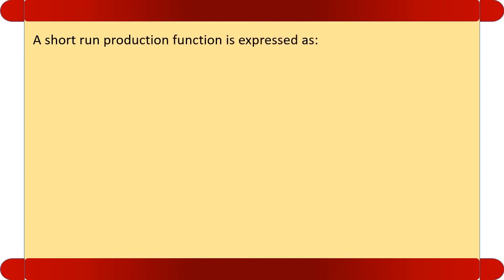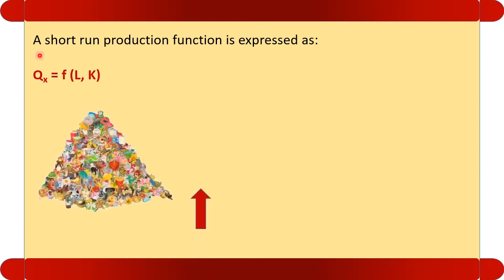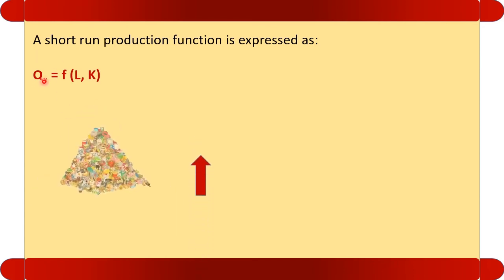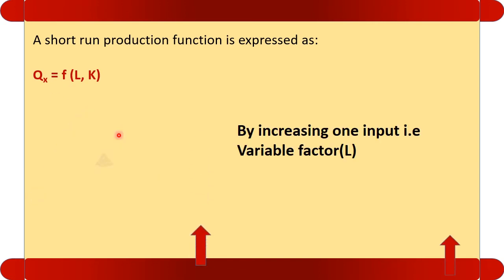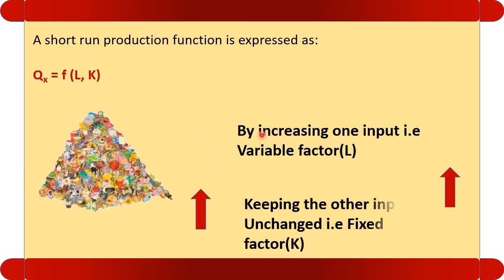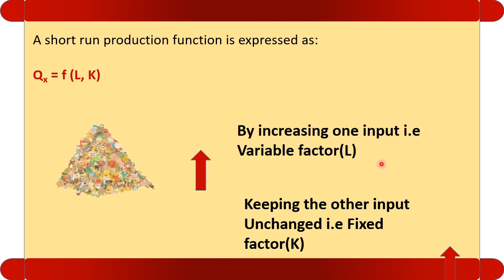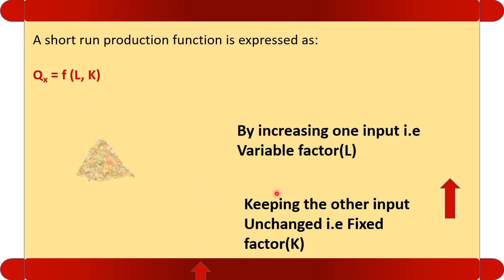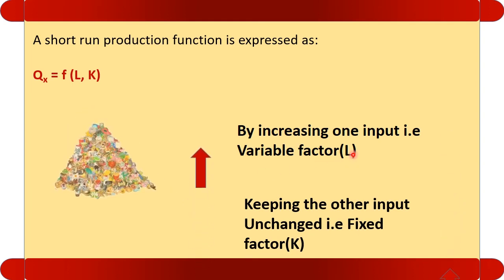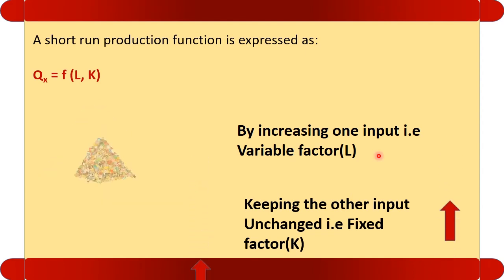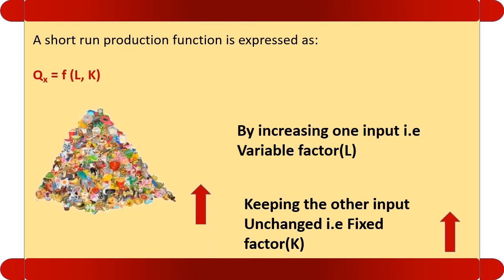Listen, in the short run, if we want to increase the production, that is Qx, then we can only make changes in the variable factors. It means if we want to increase the production, we have to increase the variable factors, keeping the other factor, that is fixed factor, constant. So in the short run, the production can only increase by increasing the variable factors. We can't touch the fixed factor because in the short run the fixed factor is static, constant.